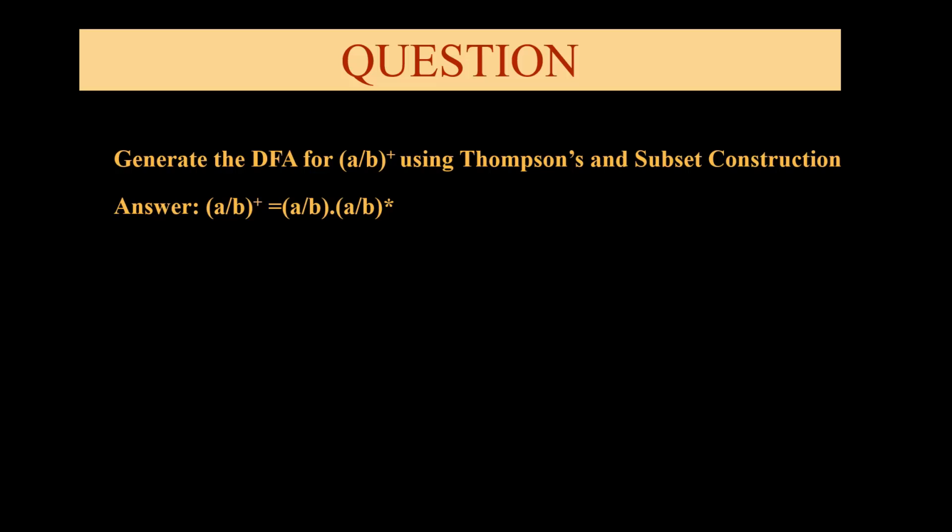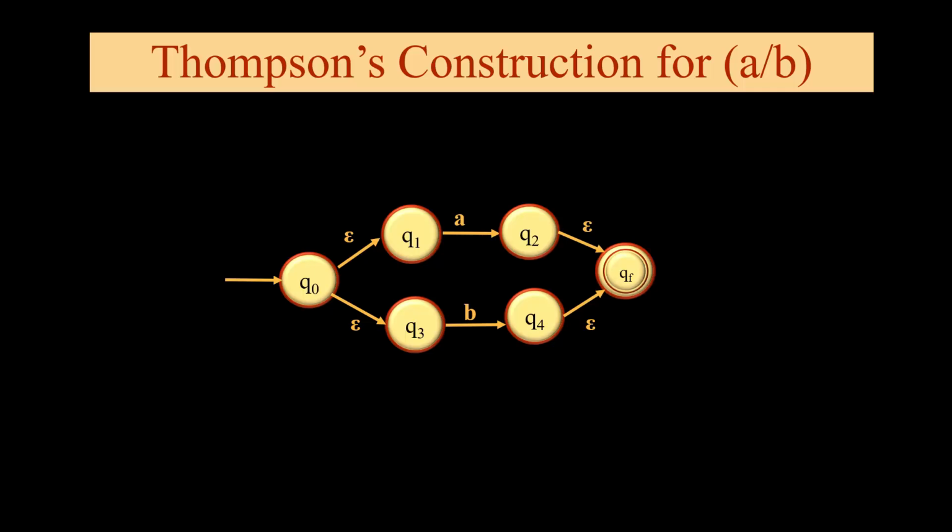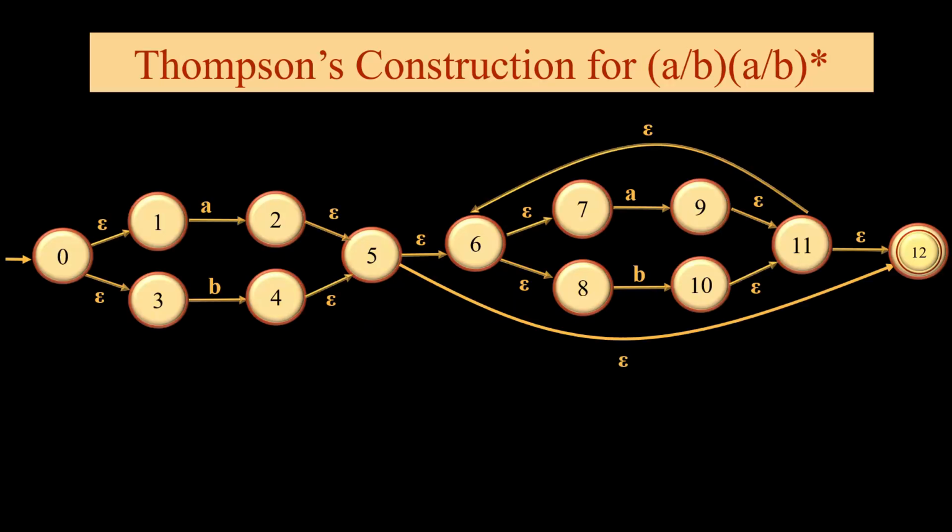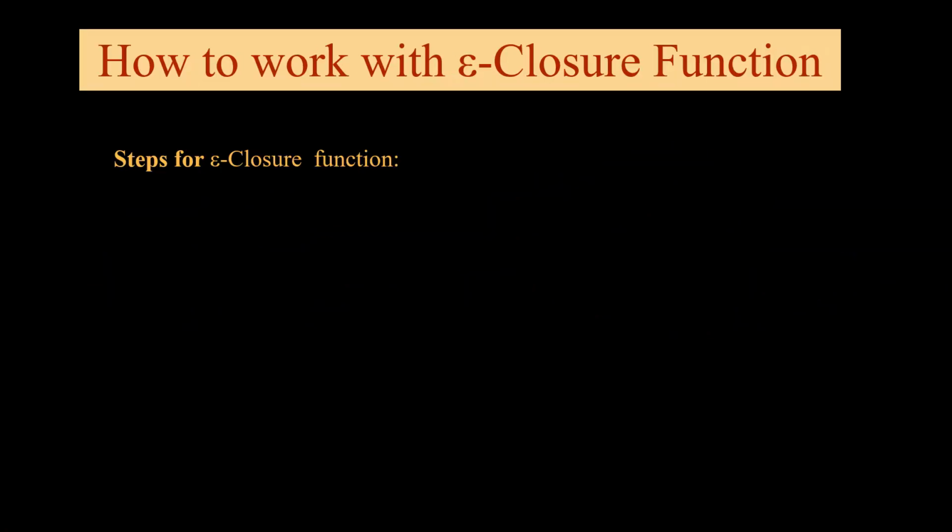(A or B) into (A or B)*. If we talk about A or B, the Thompson's construction for A or B is given over here. Next we need to concatenate this with (A or B)*. So this is the Thompson's construction for (A or B) into (A or B)*. Once we have generated the NFA using Thompson's construction, the next step which we need to follow is to find the subset construction.